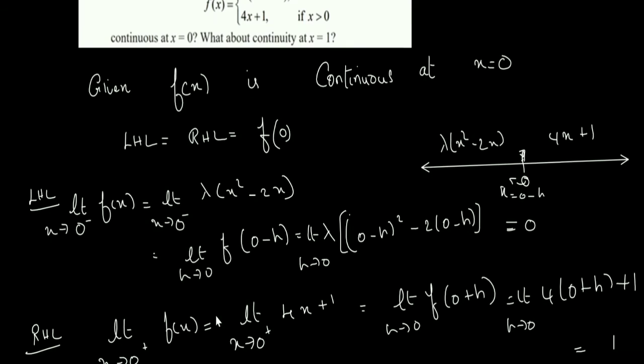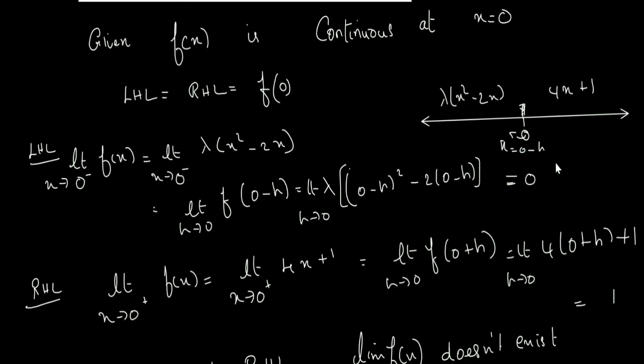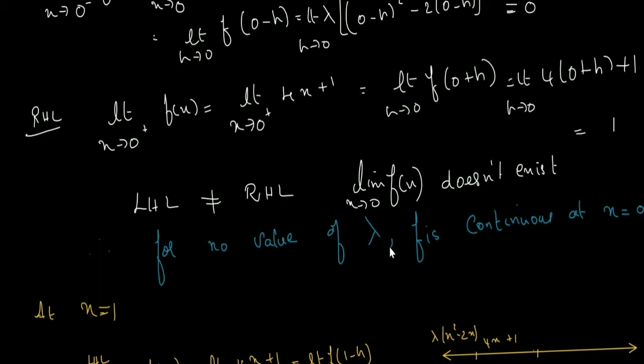So the question is, for what value of lambda? Whatever be the value of lambda, the limit doesn't exist. So for no value of lambda is f continuous. Whatever value you substitute for lambda, the function is not going to be a continuous function. So for no value of lambda is f continuous at x is equal to 0.